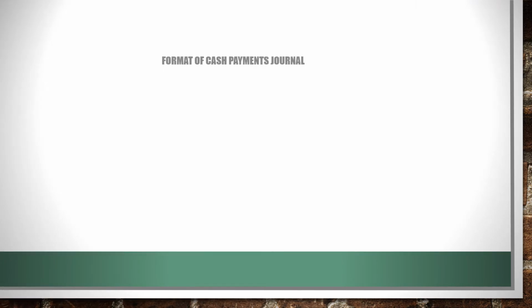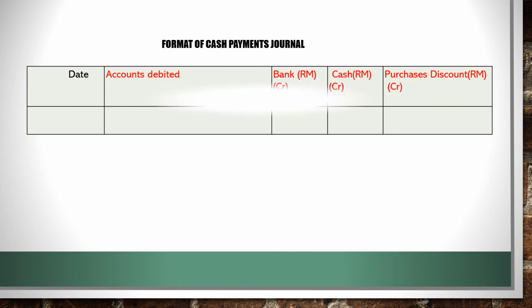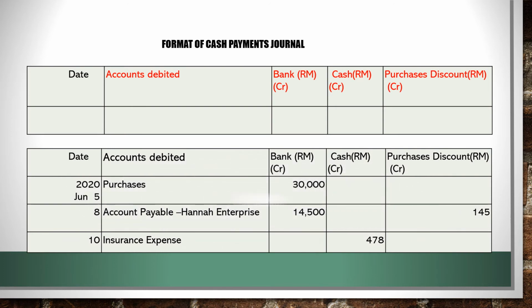In the Cash Payments Journal, companies record all payments of cash. The most common types of cash payments are cash purchases of merchandise and payments of accounts payable. The three columns used for Cash Payments Journal include credit columns for bank, cash and purchases discount, and debit columns for accounts to be debited such as accounts payable, purchases or other account. Take a look, example format for Cash Payments Journal.